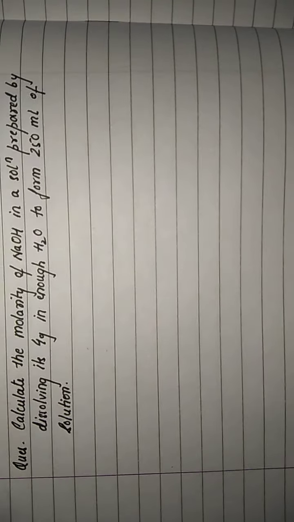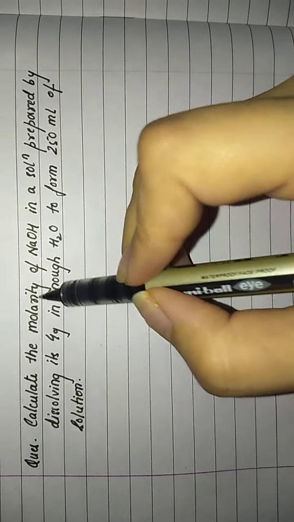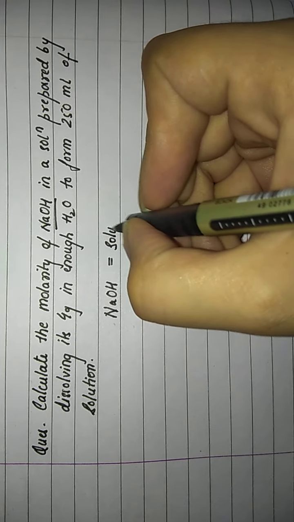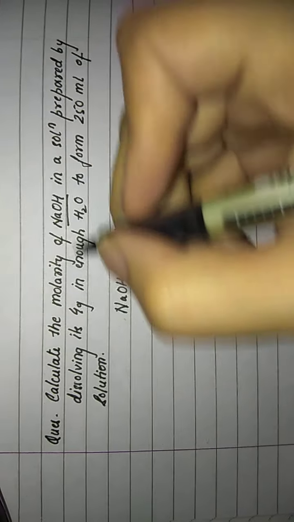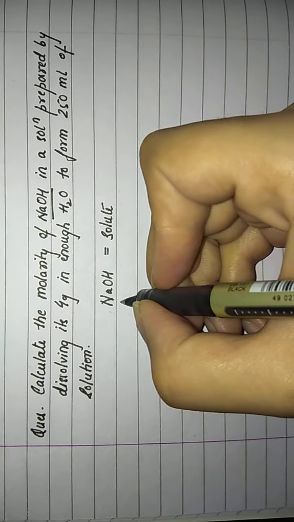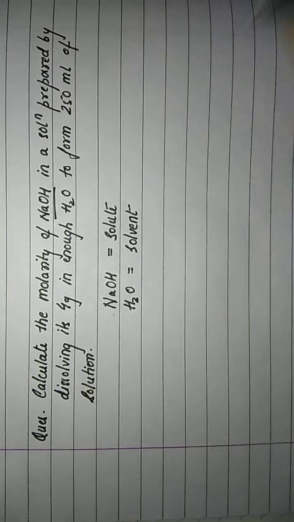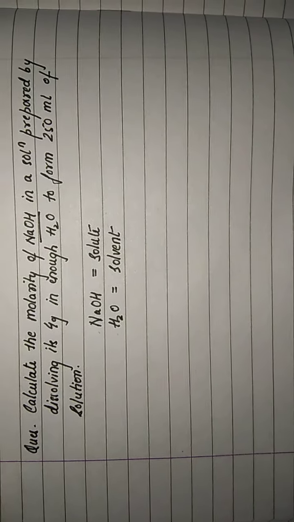Now let us solve a question based on the mathematical expression that we've just seen. It says calculate the molarity of NaOH in a solution prepared by dissolving its 4 grams in enough water to form 250 ml of the solution. Now NaOH here is the solute. Fine, as you can see, NaOH is being dissolved in water and water is the solvent.